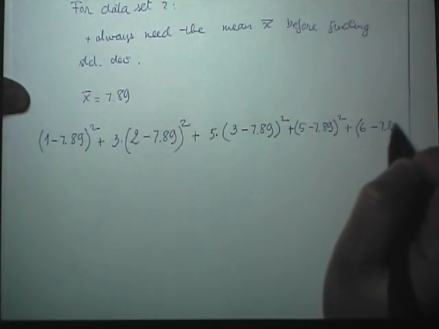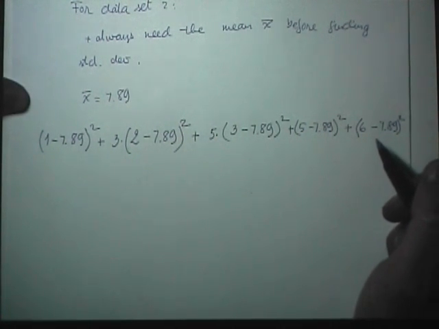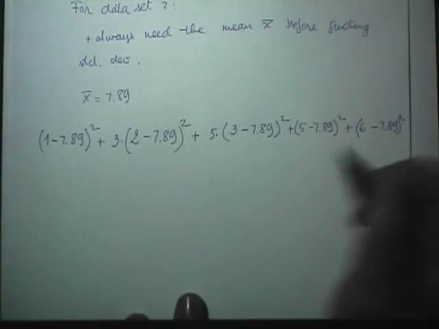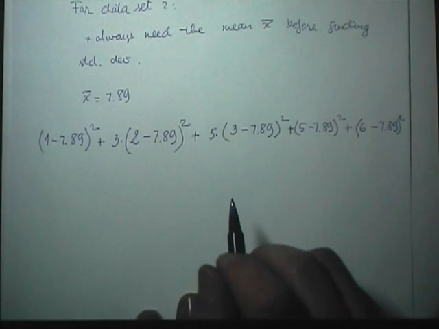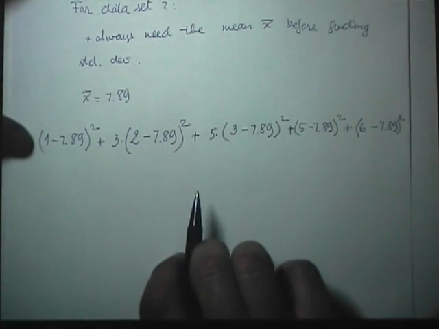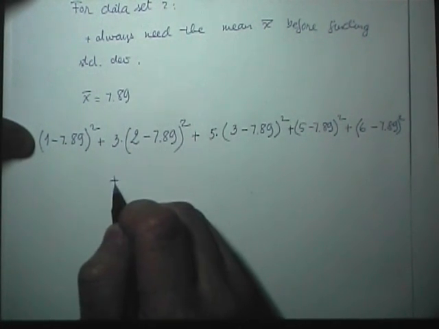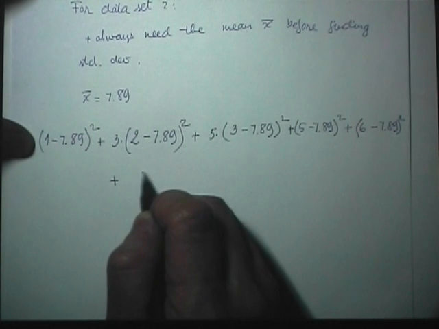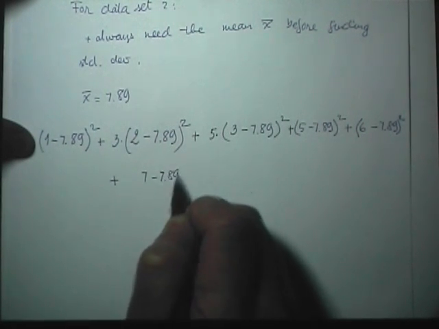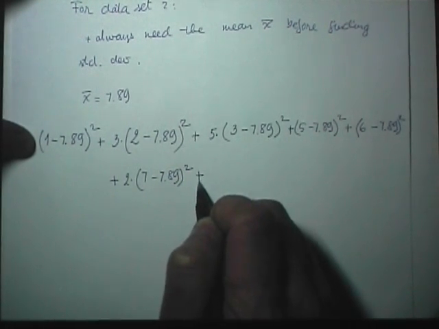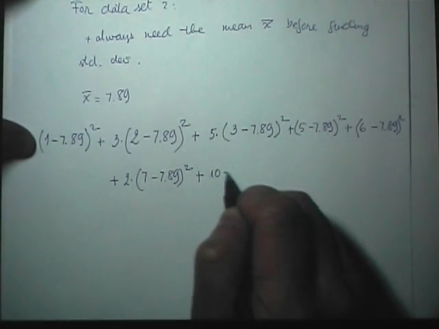Minus 7.89. And yes, at this point you're starting to notice how tedious this work can be. It's going to be really long, but that's just the nature of statistics, and that's what you're paid for in the future if you want to become a statistician. So I'm going to continue my work here. What do we have next? We got 7 minus 7.89, square, and there are 2 of them, and I'm going to add with 10 minus 7.89.